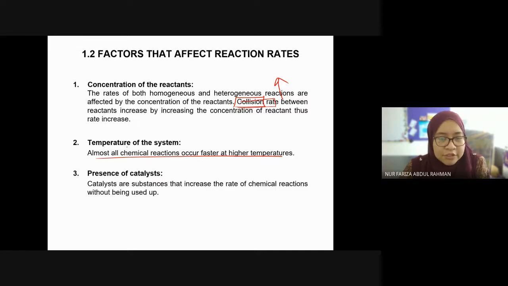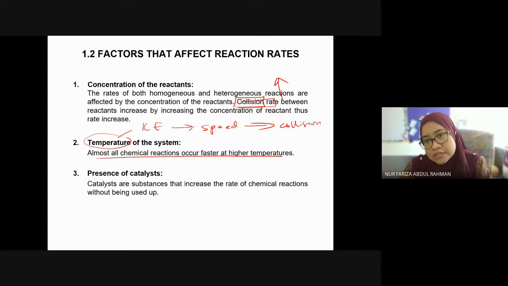By increasing the temperature of the system, it will help increase the rate. It has something to do with the kinetic energy, and it increases the speed of the particles and increases the probability of collision, and the collision rate will be higher. All right. The third one will be the presence of catalyst.